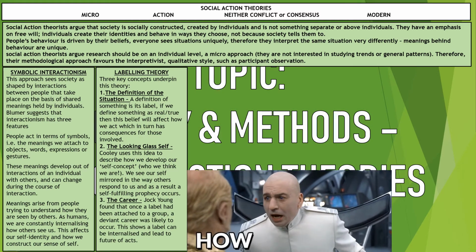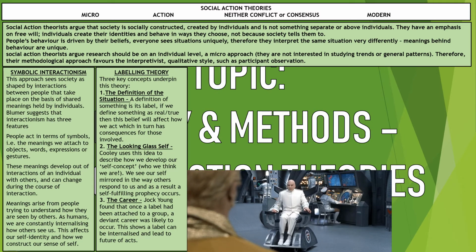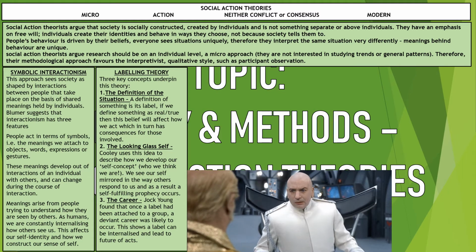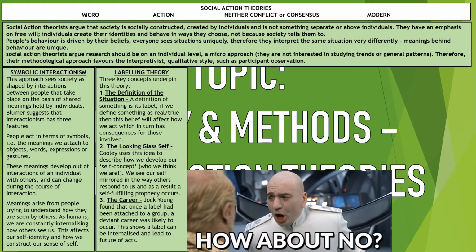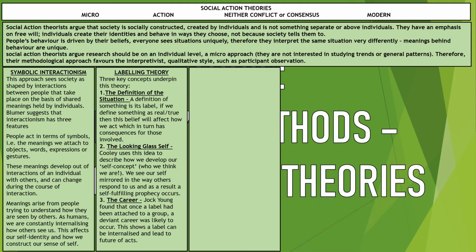And then we have the career. So Jock Young, who studied hippies and marijuana use in the 70s, found that once a label had been attached to a group, a deviant career would develop. And the label is internalized, and this impacts on how they act in the future.